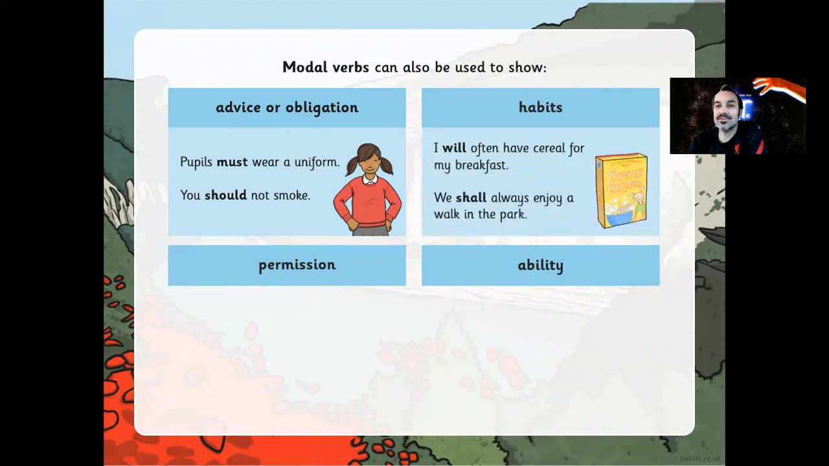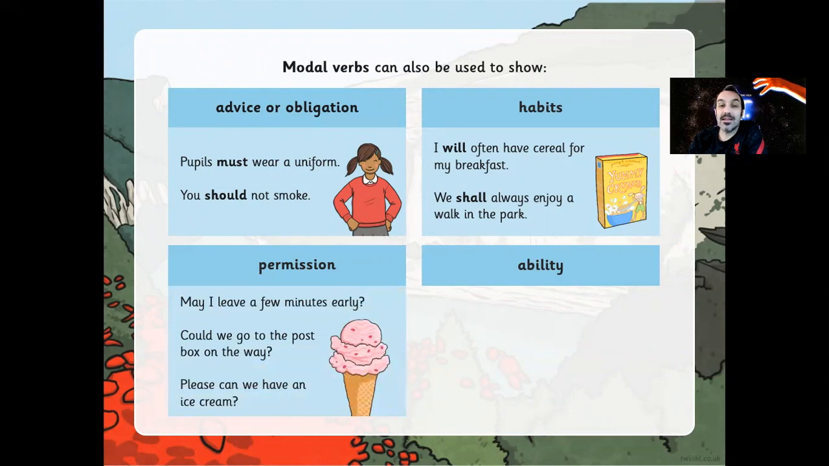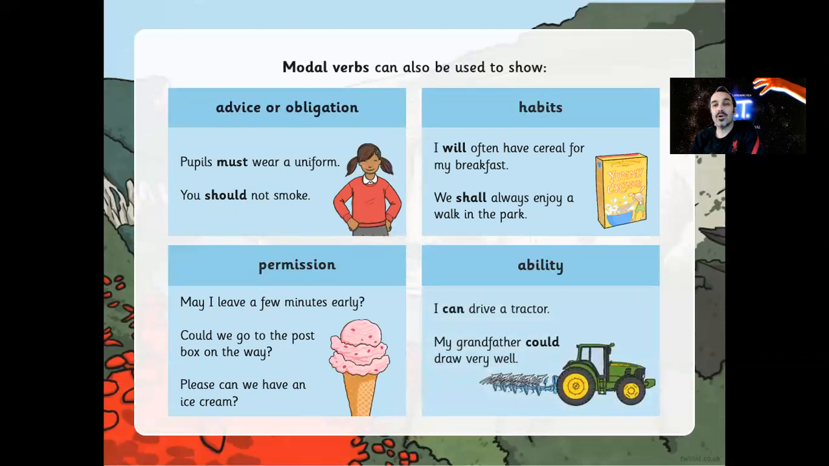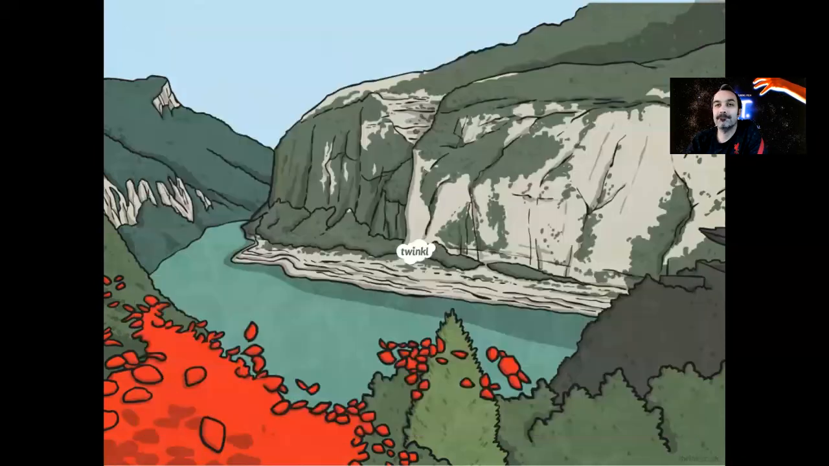Habits. I will often have cereal for my breakfast. We shall always enjoy a walk in the park. And permission. May I leave a few minutes early? Could we go to the post box on the way? Please, can we have an ice cream? So again, modal verbs used to show permission there when you're asking for something. Ability. So what is it that you do or you are really good at? So I can drive a tractor. My grandfather could draw very well. So advice or obligation, habit, permission, or ability.